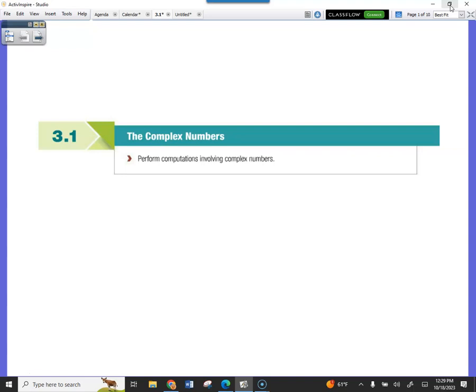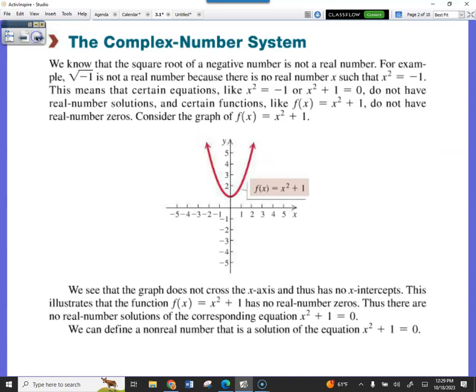Why do we need imaginary numbers? You might be thinking, first of all, if you can't take the square root of a negative, then why did they create the math so you can? Here's why. Look at this slide right here. With me?